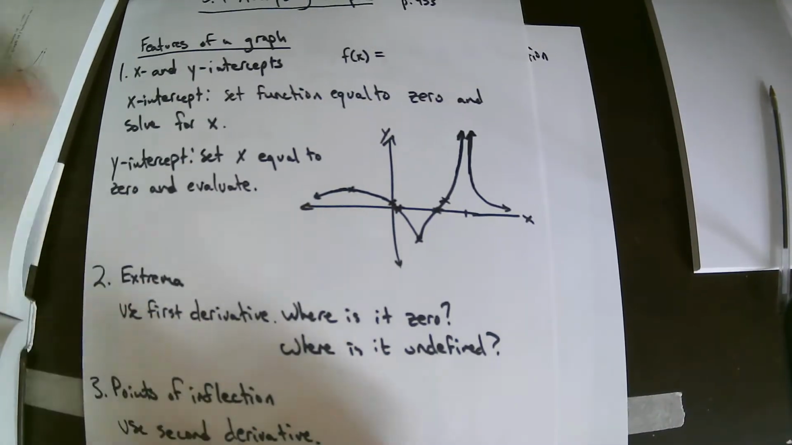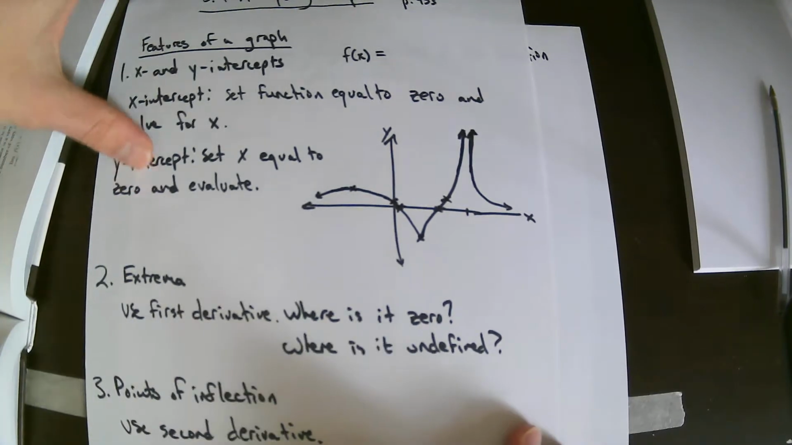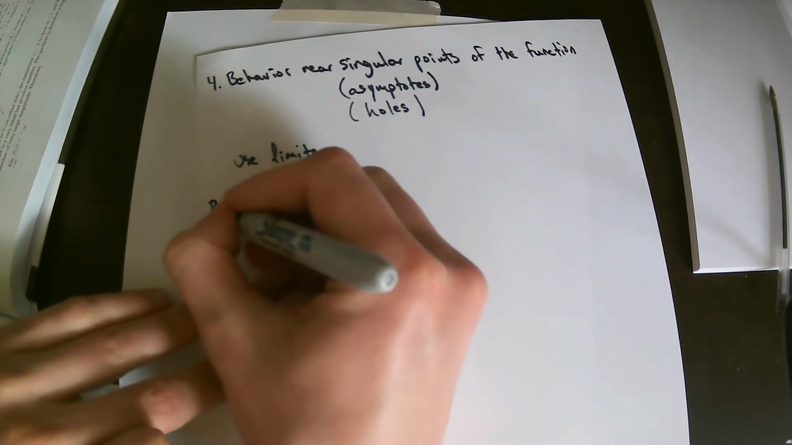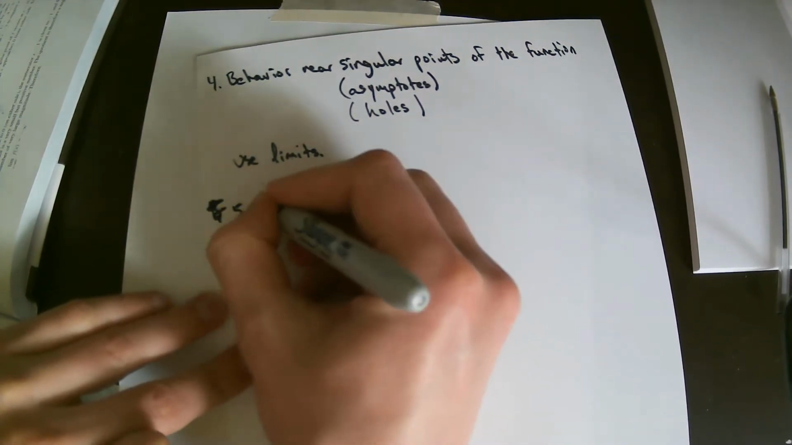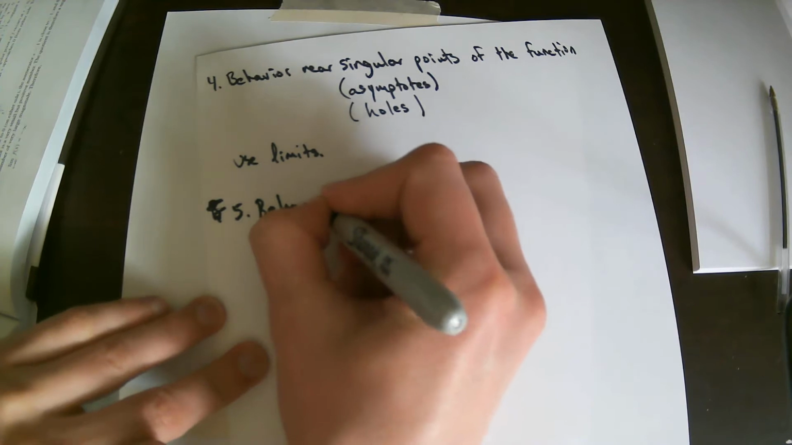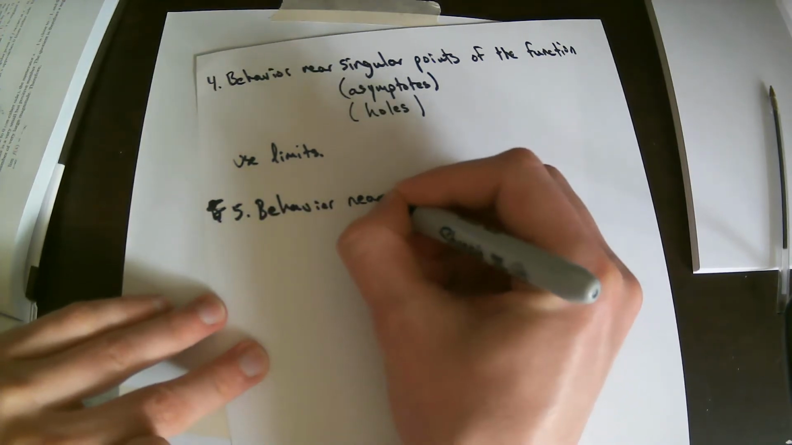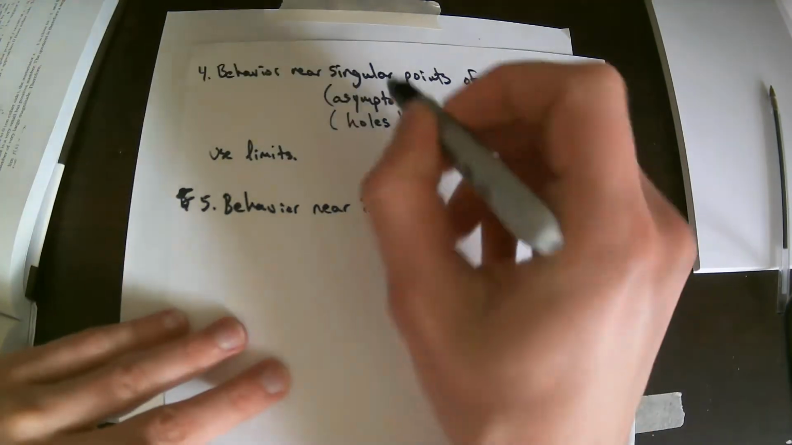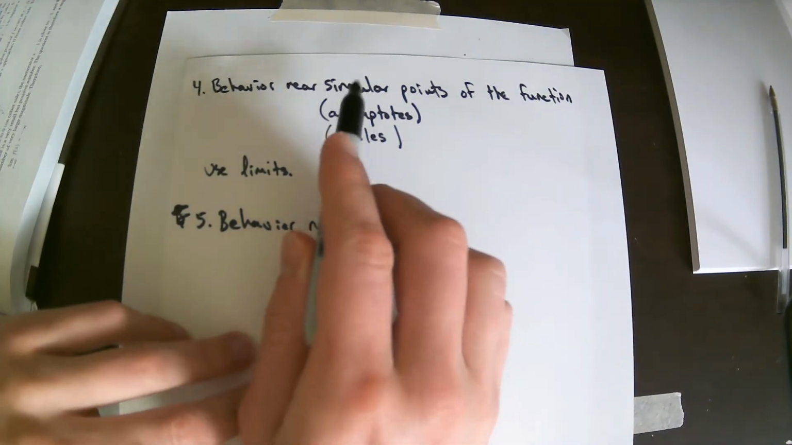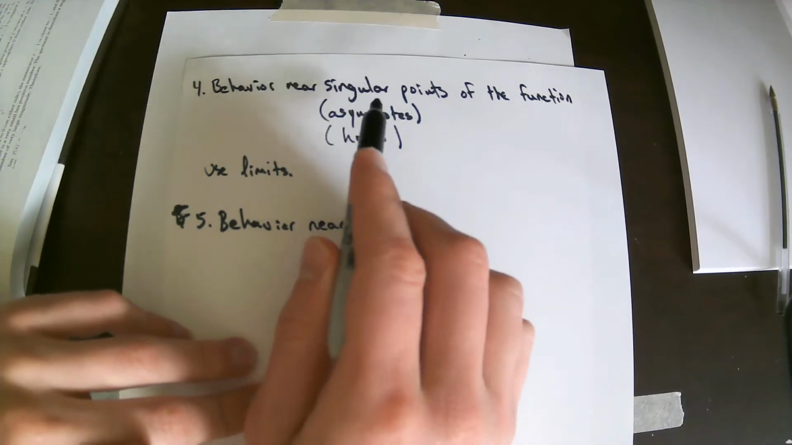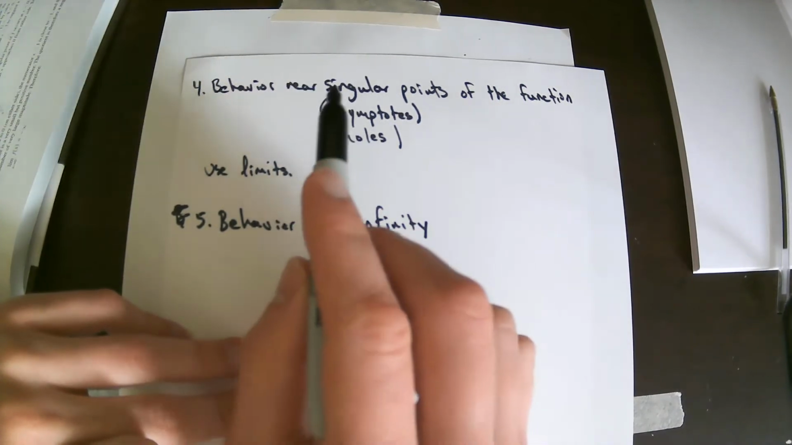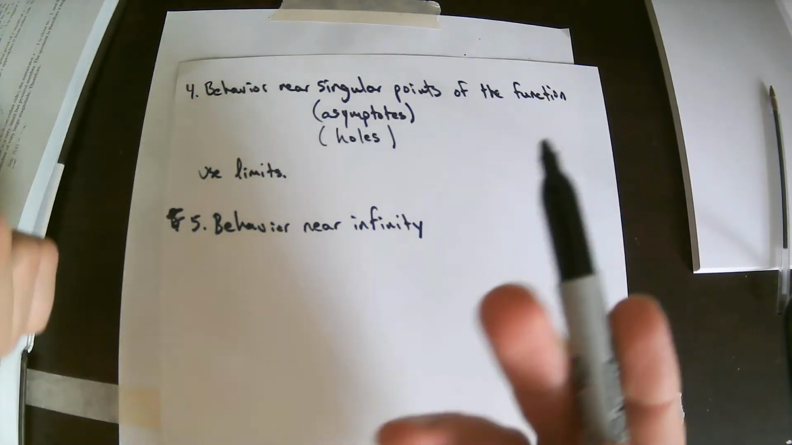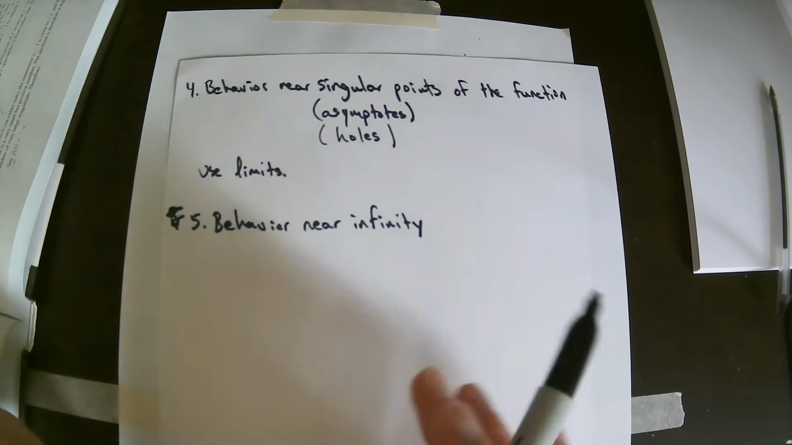And the final thing is behavior near infinity. So over here, this is behavior near an actual coordinate point, like an x value. So you're going to be letting your limit approach an actual number, like 5 or just 0 or some actual number.